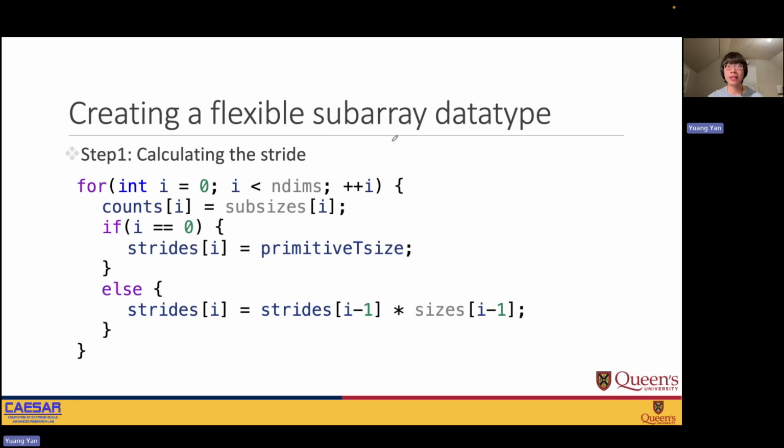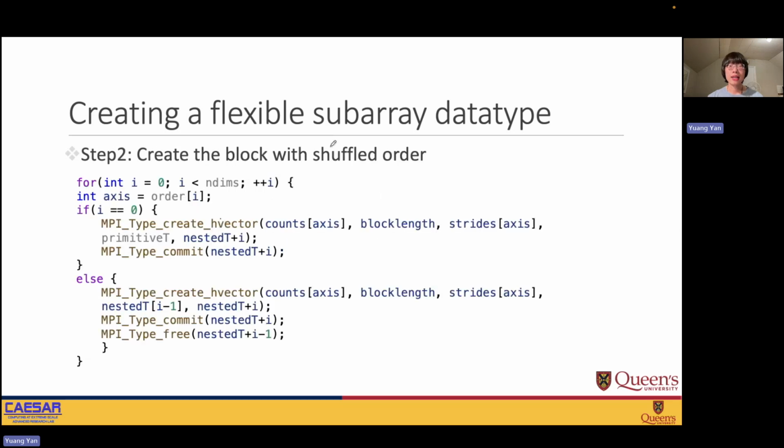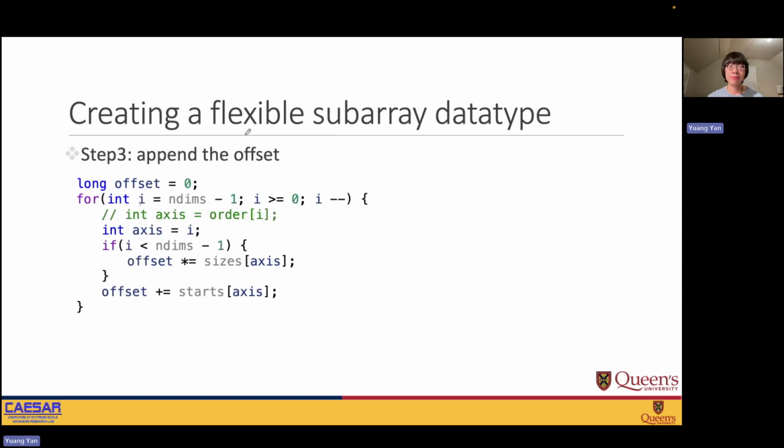Here's how we create the flexible subarray data type: first calculate the strides, then create a block with the shuffle order we desire, and then append the offset. With this simple method, we have created this flexible subarray data type.